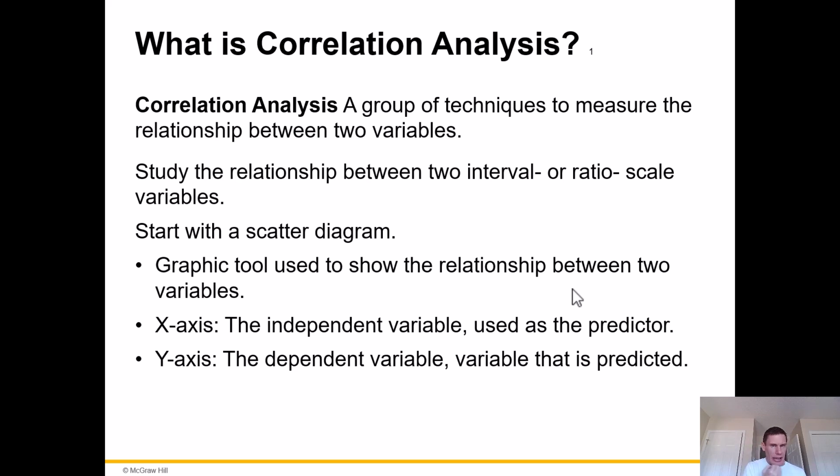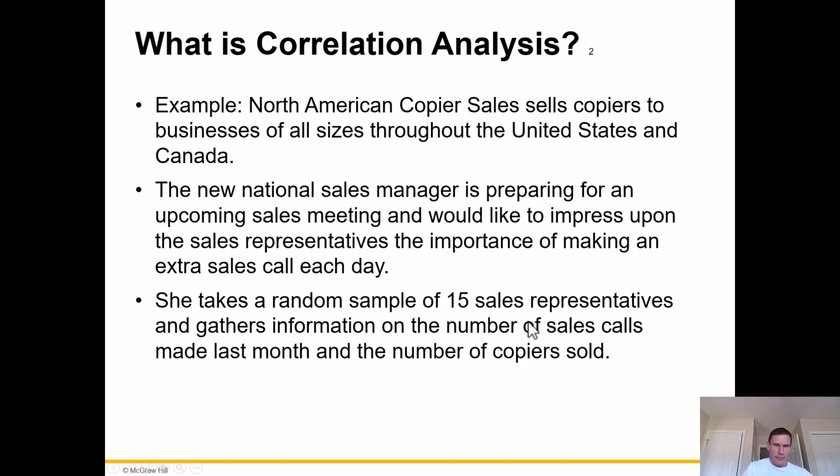So we can think of correlation analysis as a group of techniques to measure the relationship between two variables. So we could study the relationship between two interval or ratio scale variables. So we could start with a scatter diagram. I'm sure most of you have seen a scatter plot, right? Scatter diagram, this is a graphic tool used to show the relationship between two variables. The x-axis is usually for the independent or the predictive variable, and of course the y-axis is the other one, right? The dependent variable or the predictor.